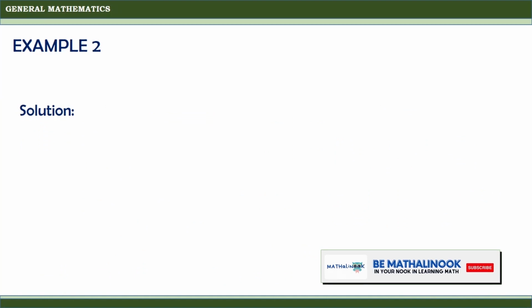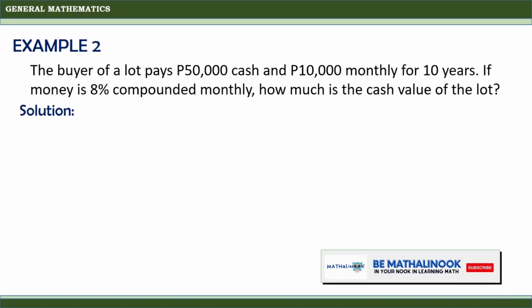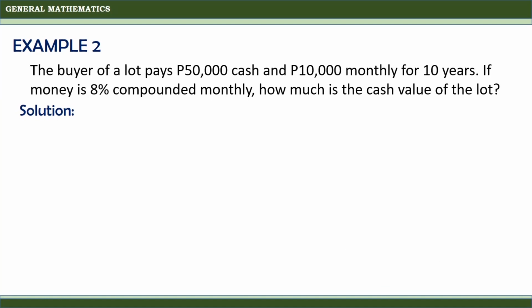Let us have another example. The buyer of a lot pays 50,000 pesos cash and 10,000 pesos monthly for 10 years. If money is 8% compounded monthly, how much is the cash value of the lot? To solve for the cash value of the lot, remember that the cash value is equal to the down payment plus the present value. To solve for the present value, we need to determine first the given of the problem.